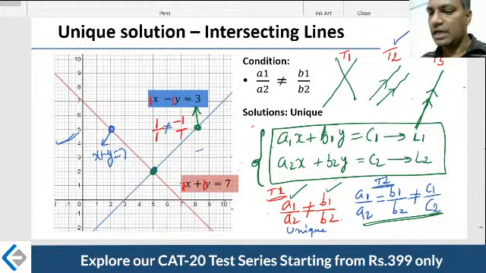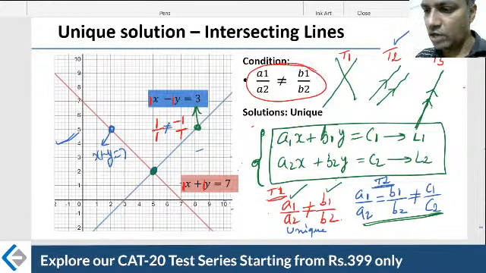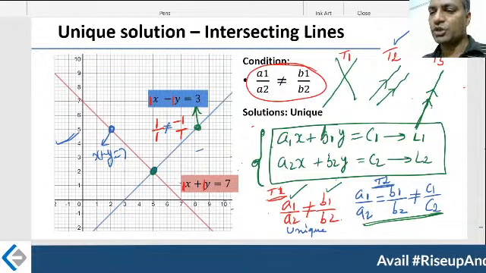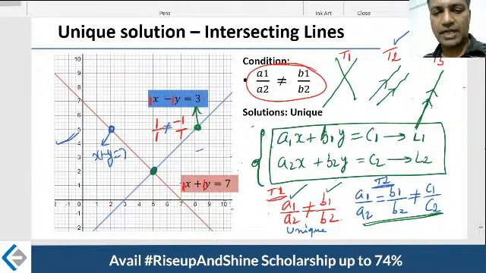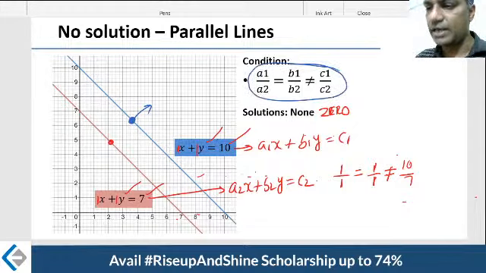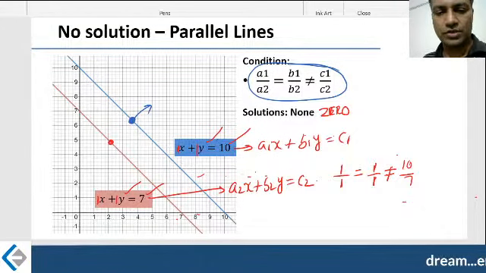So all you have is what? If the lines have a unique solution, then we need to understand that a1 by a2 should not be equal to b1 by b2. That is, the ratio of coefficient of x should not be equal to the ratio of coefficient of y. That's one condition. Second one, what if the lines are parallel? If the lines are parallel, the ratio of coefficient of x should be equal to the ratio of coefficient of y, but in turn it should not be equal to the ratio of the constant term.